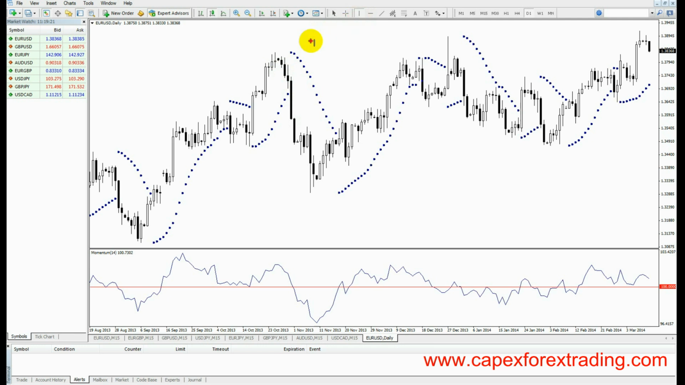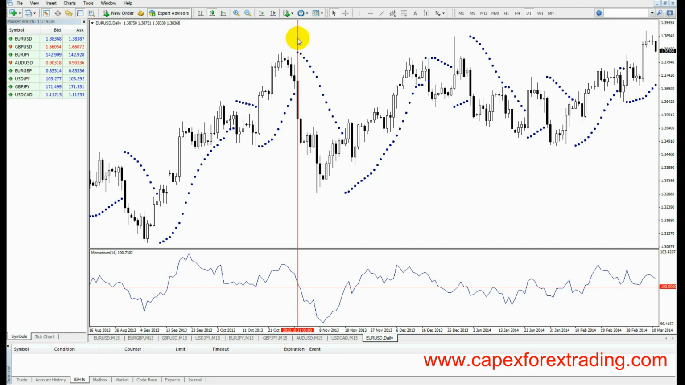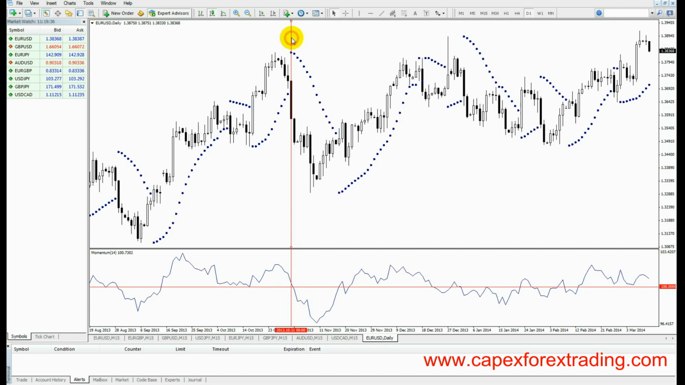So if I just draw a line at the point at which the first dot is created, we need to reference the momentum indicator at this stage. And we can see that the reading is not quite yet below the 100 level. So if I go onto the second dot, you can see that we have now crossed under the 100 line. So this is now our indication to sell. This is our entry candle here, and we will generate profit from this point down to this point.